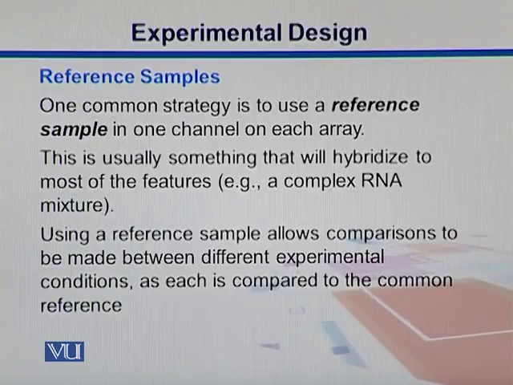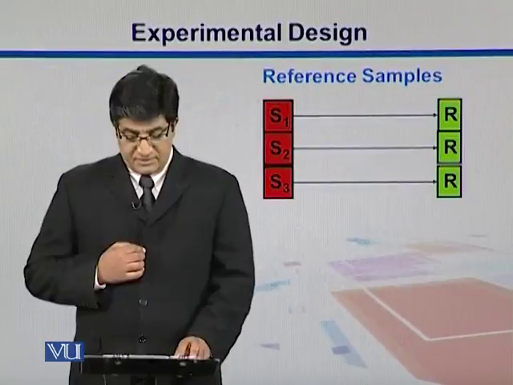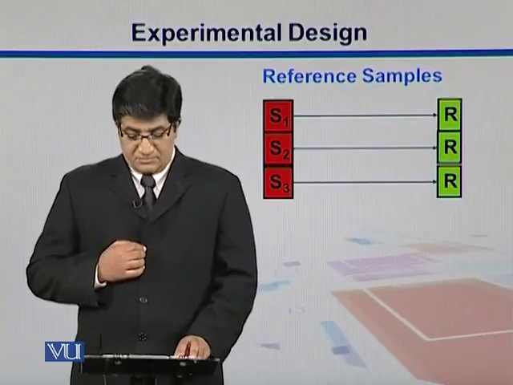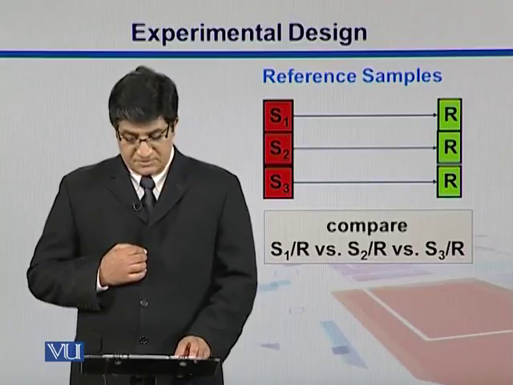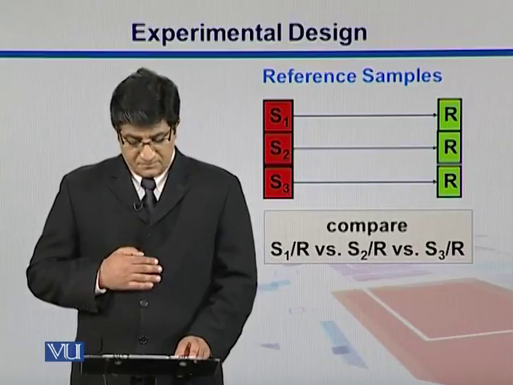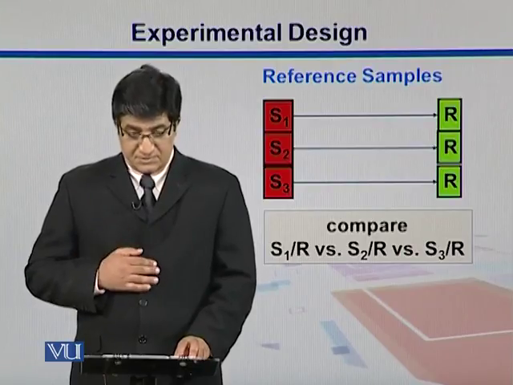Sometimes we use a reference sample in one of the channels of the arrays. This is usually something that will hybridize to most of the features, maybe a complex RNA mixture, so we put it as a reference. Using a reference allows different comparisons to be made between different experimental conditions, as each is compared to the common reference. So here, for example, samples 1, 2 and 3 are compared with the reference: S1 versus R, S2 versus R, and S3 versus R. The reference is the same for everybody, so in this way we can standardize our procedures.